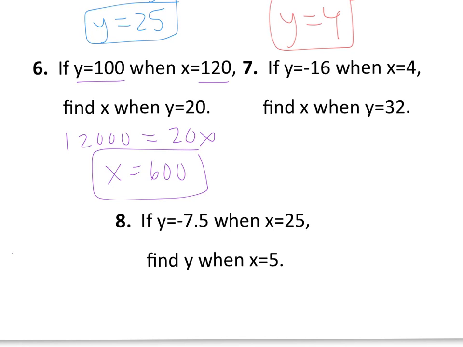Number 7, if y equals negative 16 when x equals 4, find x when y equals 32. So negative 16 times 4 is negative 64, equals 32x. X equals negative 2. Again, these aren't difficult when you have a method down. They go pretty quick and, like I said, not too difficult.